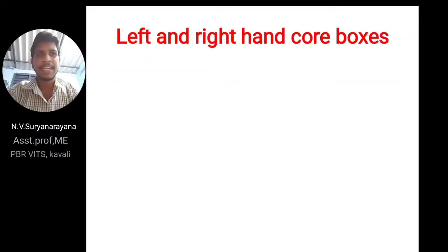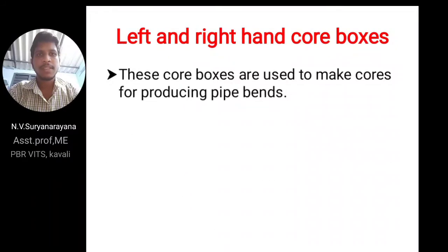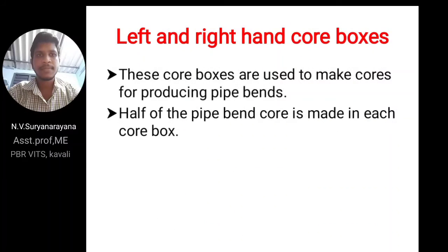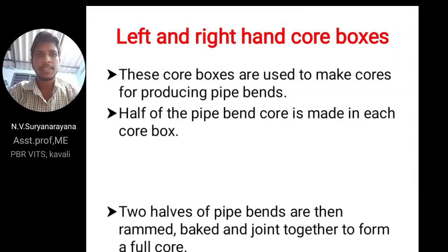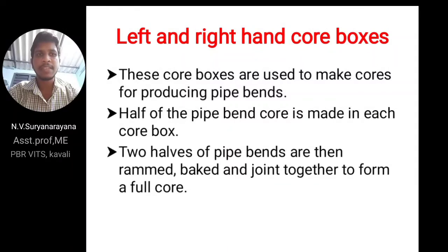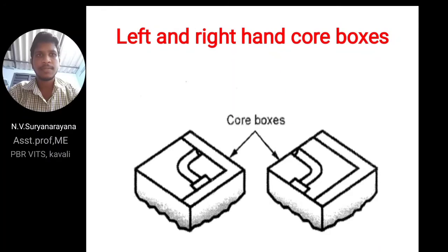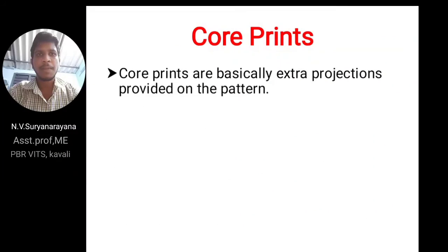And next, left and right hand core boxes. These core boxes are used to make cores for producing pipe bends. These core boxes are purely used to make pipe bends. Half of the pipe bend core is made in each core box, and then the two halves of the pipe bend are rammed, baked and joined together to form the full core. These are left and right hand core boxes.